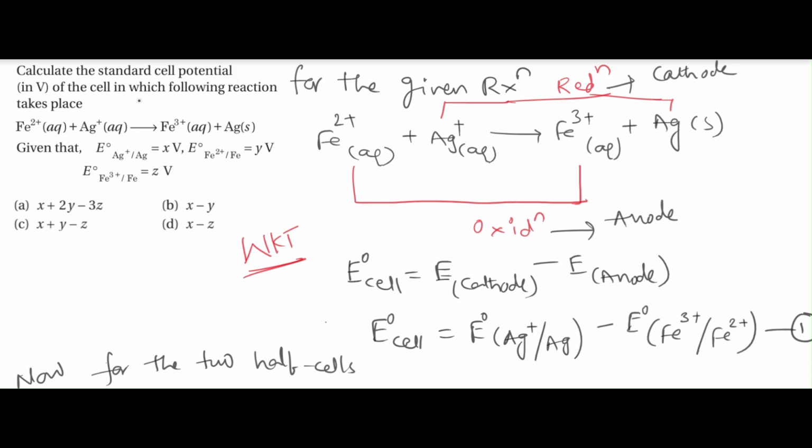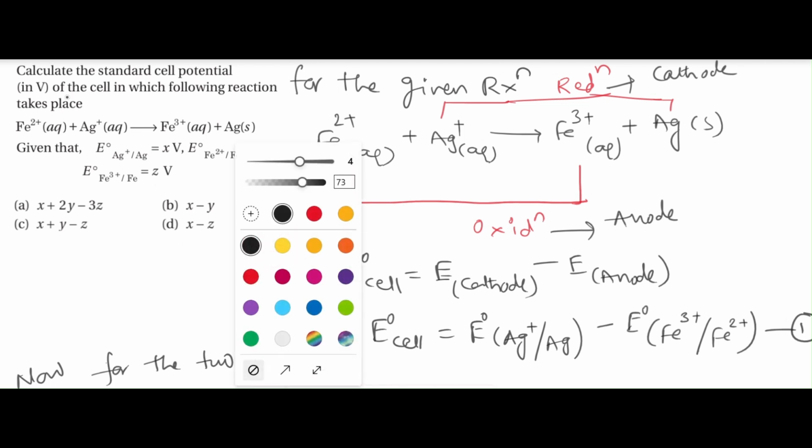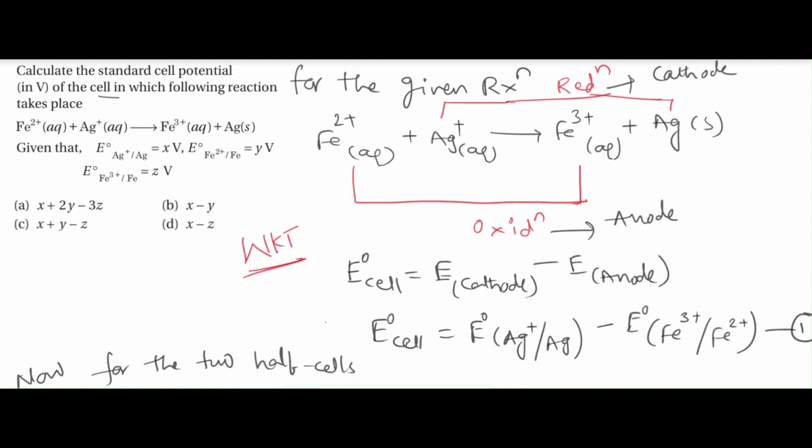Now here we have a question. Calculate the standard cell potential in volts of a cell in which the following reaction takes place. They have given the reaction: Fe2+ in aqueous solution reacts with Ag+ in aqueous solution to give Fe3+ and Ag solid.